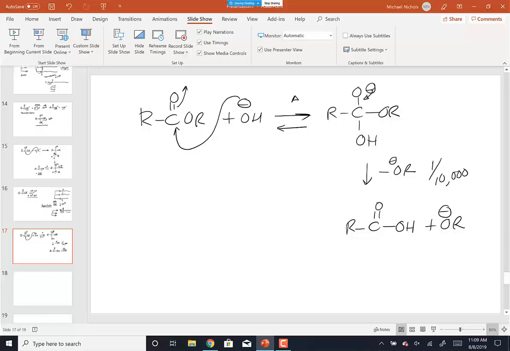Because what's going to happen next? When I lose my OR minus group and I make my carboxylic acid, I now have a carboxylic acid group plus my OR minus group, and what's going to happen now? My RO minus is going to deprotonate the carboxylic acid, so now I'm going to make a carboxylate and alcohol.